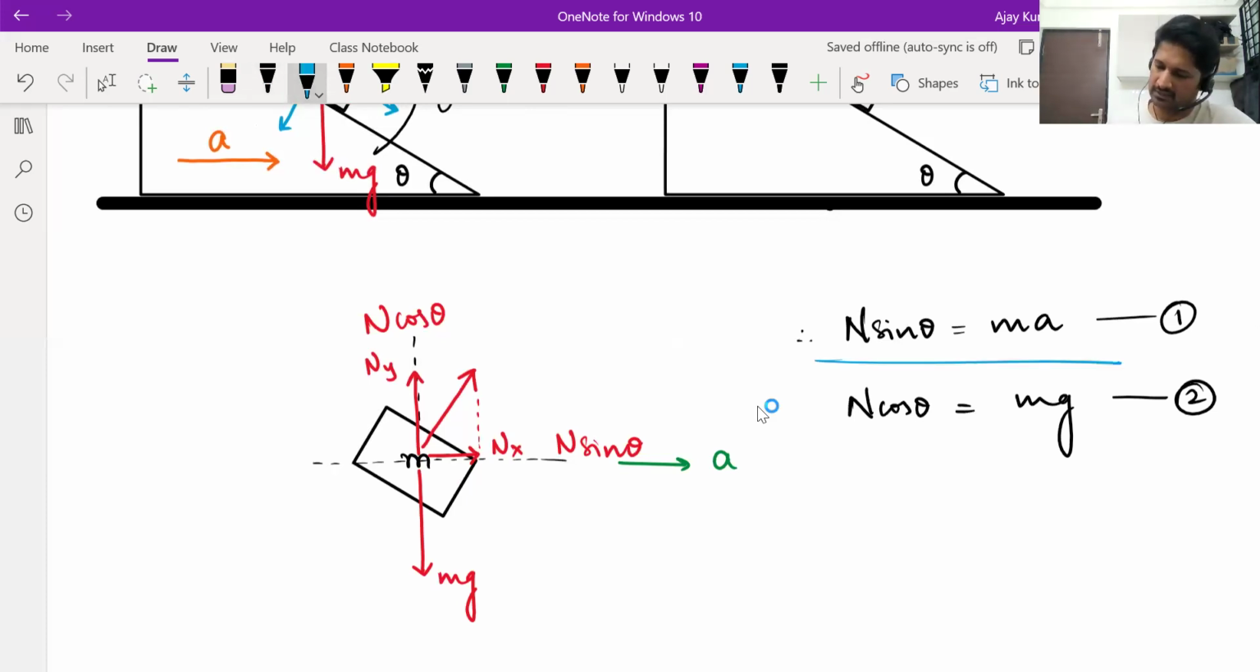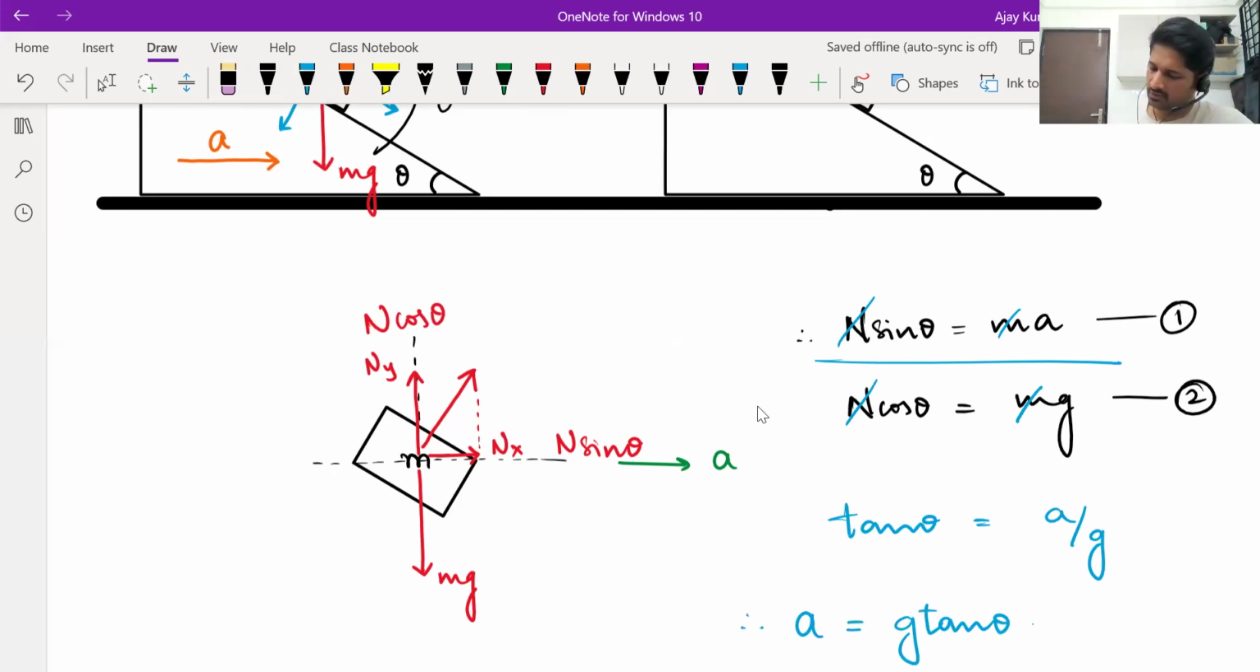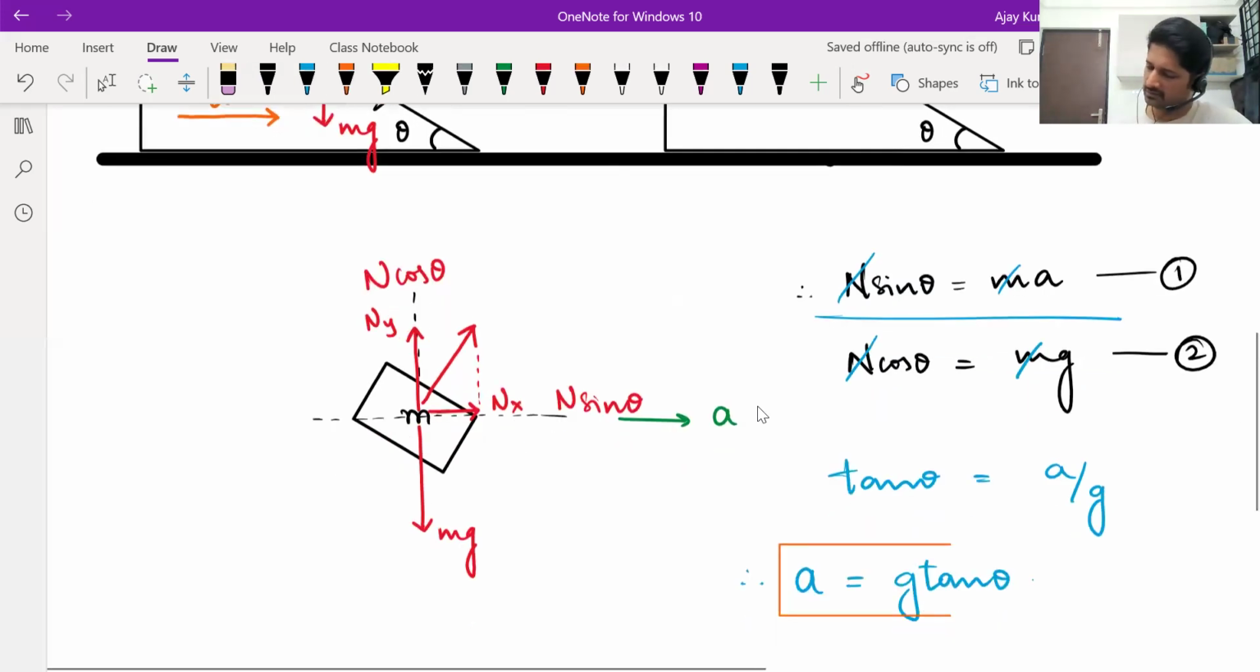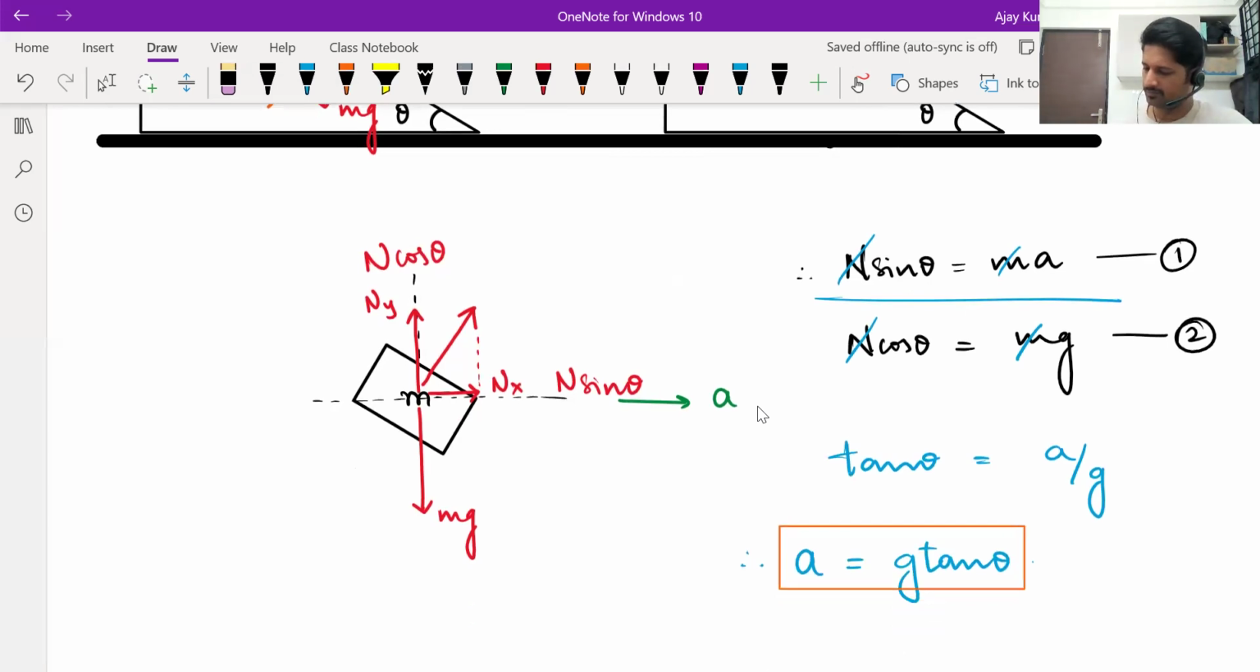If you divide them, N gets cancelled, mass gets cancelled. You get sin theta by cos theta, that is tan theta, is equal to a divided by g. Therefore, the necessary acceleration is g into tan theta. If you make the wedge somehow go with that acceleration, the block can be supported. Okay, the block can be prevented from sliding down.